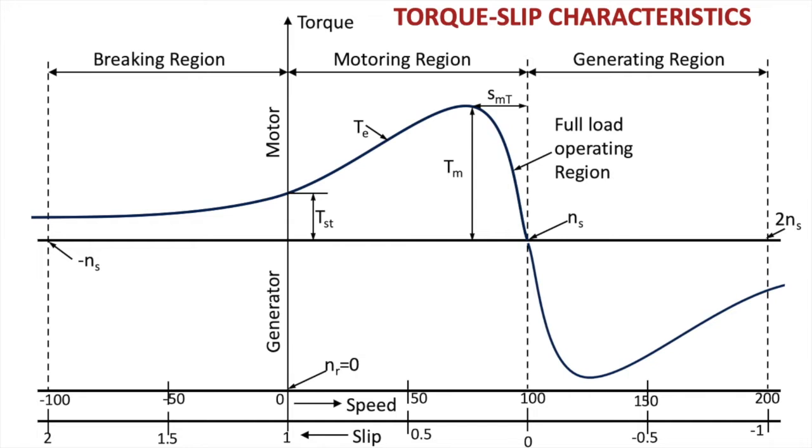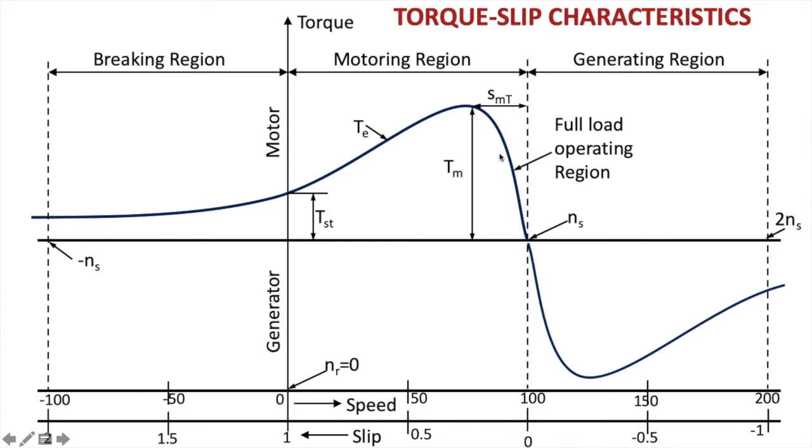In the motoring region, even if the speed is 0, some amount of torque is developed, and that torque is known as the starting torque. The electromechanical torque increases and reaches its maximum value, which is known as the maximum torque or the breakdown torque. The slip at which the maximum torque occurs is denoted by SMT. This is the region where the motor operates, that is the full load operating region. This is known as the stable region of the motor, and this is the unstable region of the motor. We'll discuss this stability condition later on.